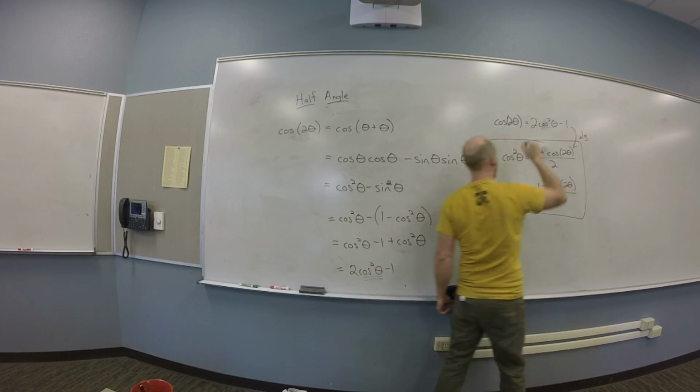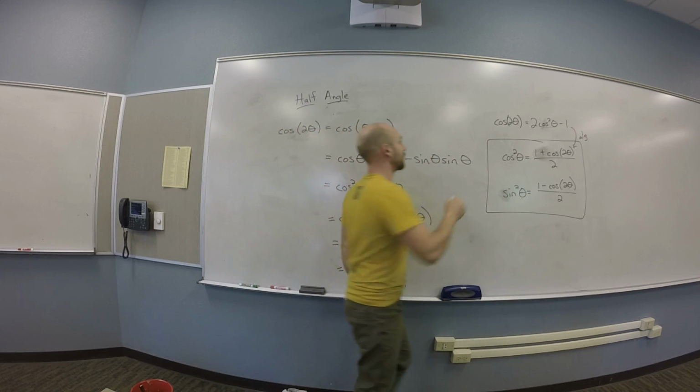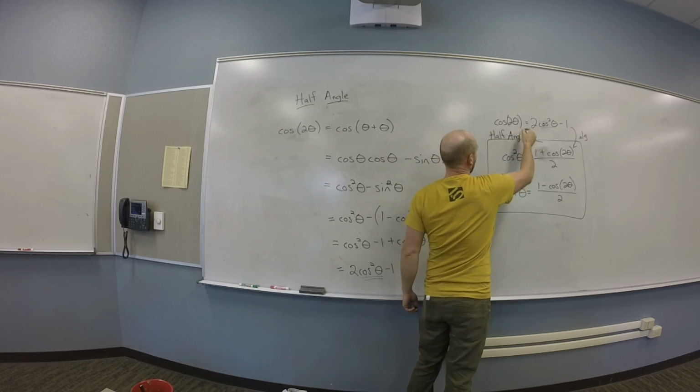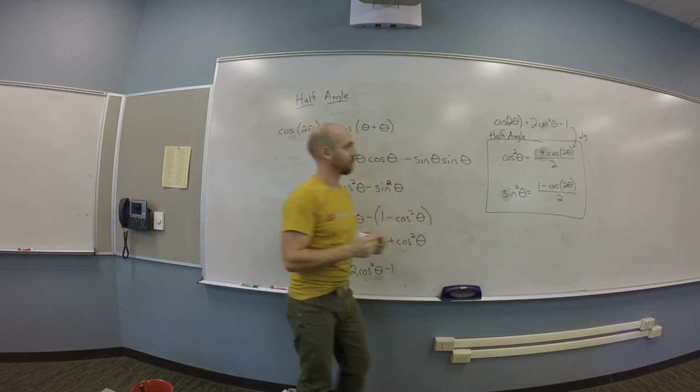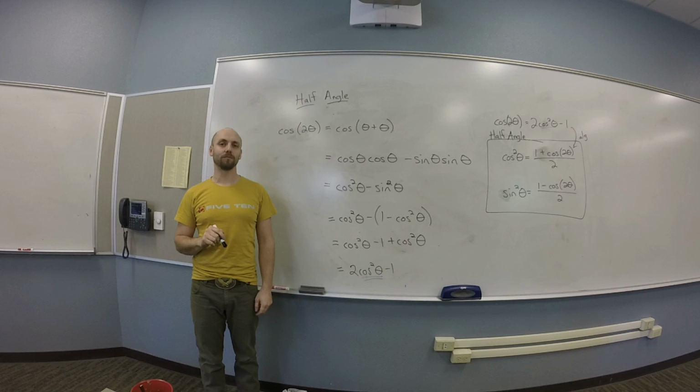Put these in your brain. These are the half-angle identities. Cool. So if you want to do something like rewrite some cosines times some sines.